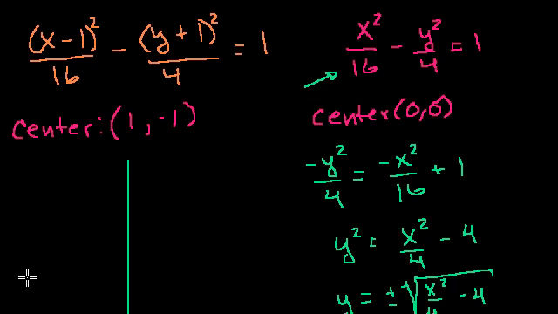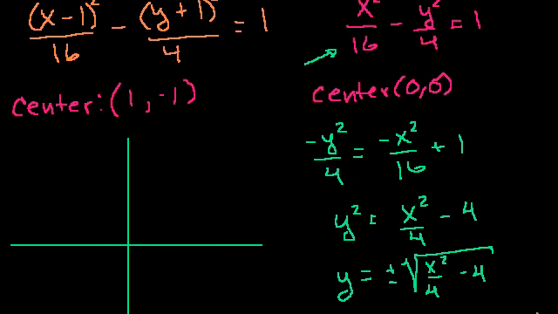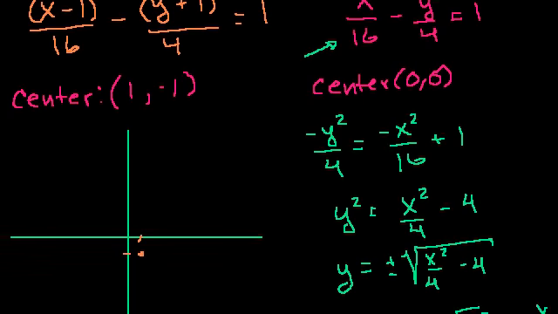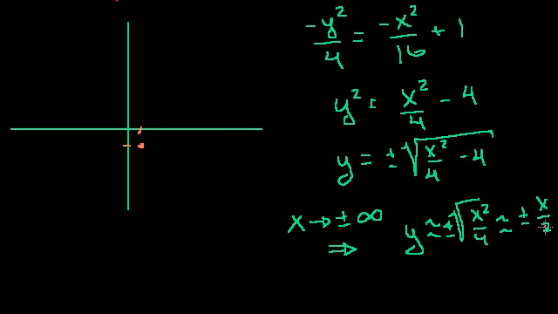So this is my y-axis, sorry, this is my x-axis. And the center of this is at 1, negative 1. So x is equal to 1. y is equal to minus 1. Fair enough. And then the slopes of the asymptotes were positive and negative 1/2, right?